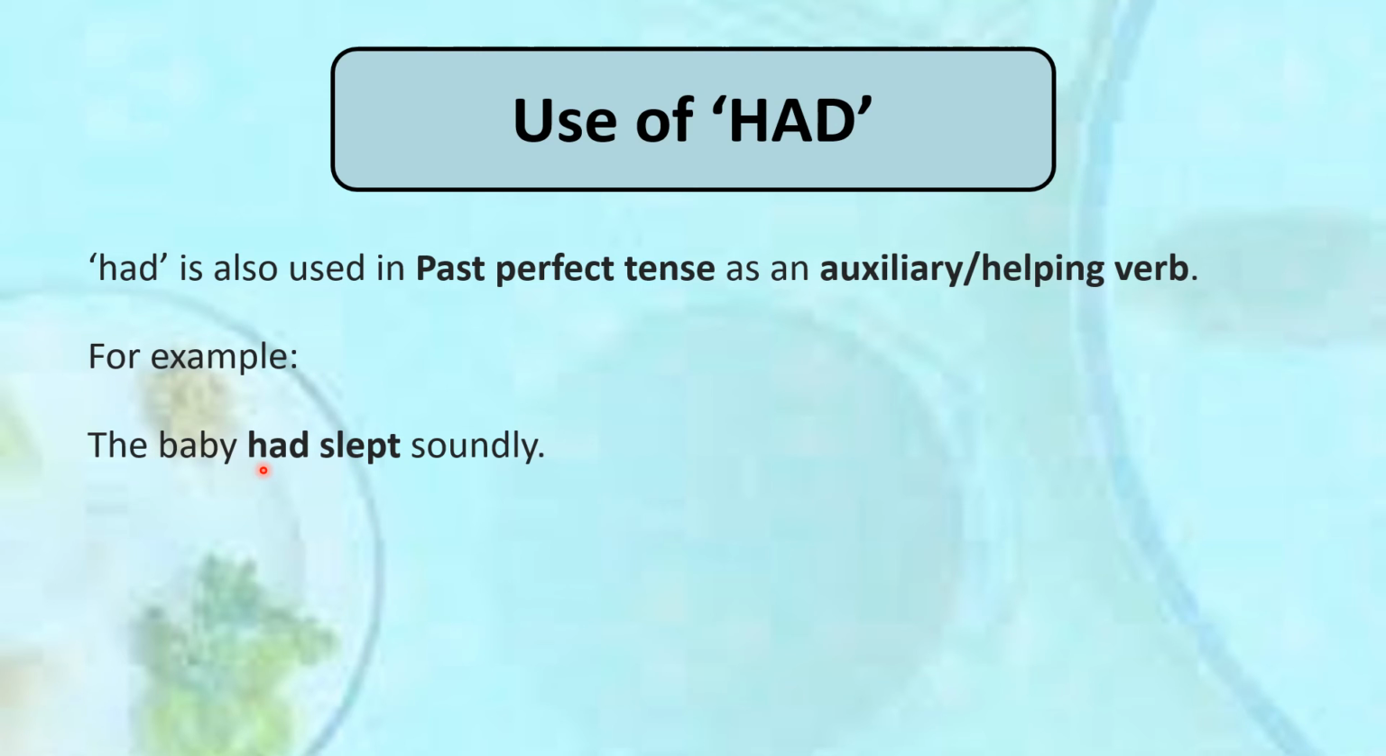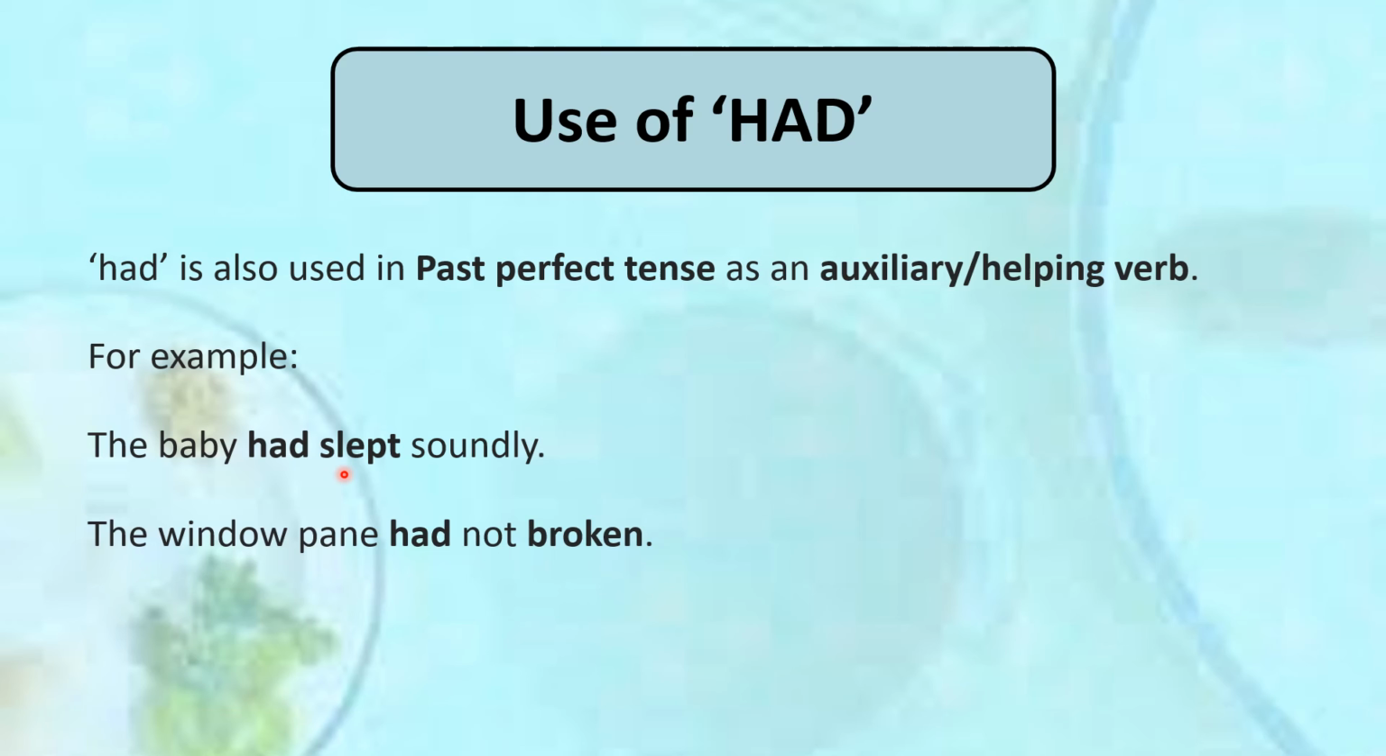In this sentence, had has been used as the auxiliary verb and slept here is the third form of the verb. The auxiliary verb as well as the third form of the verb helps you understand that this sentence is written in past perfect tense.